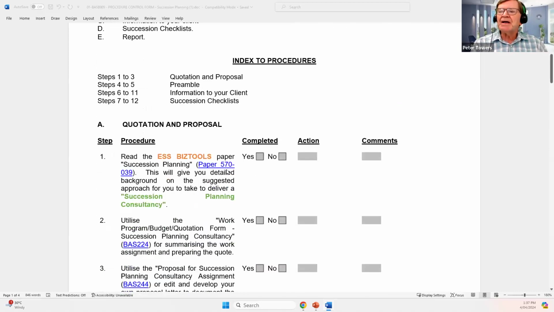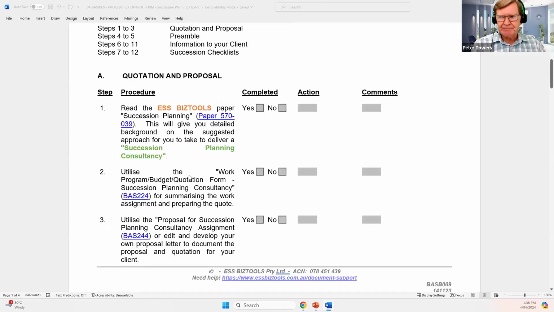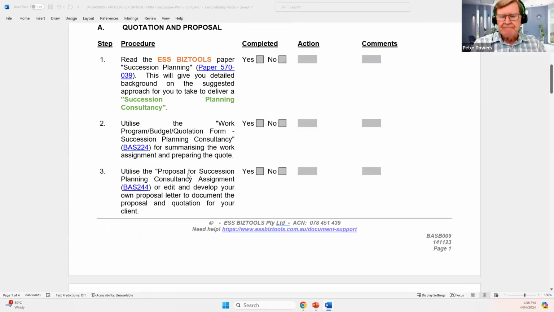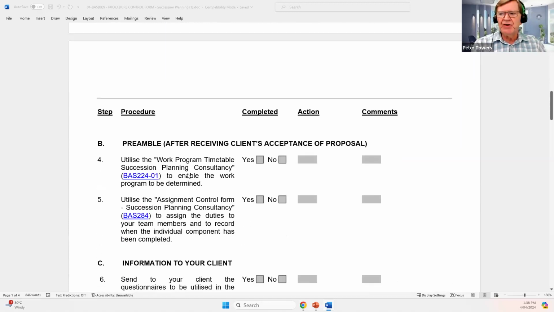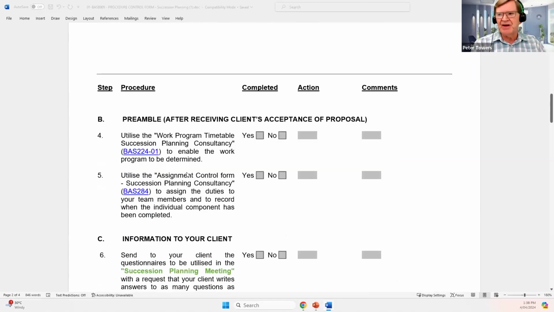And we're referring back to the paper, in this case, succession planning, paper 570039, which you can click on and read. And that's there to make sure that before you offer advice in this area, that your team have read the paper and understand what's included. And then we go through the process. What work do you need to do before you start undertaking this project?